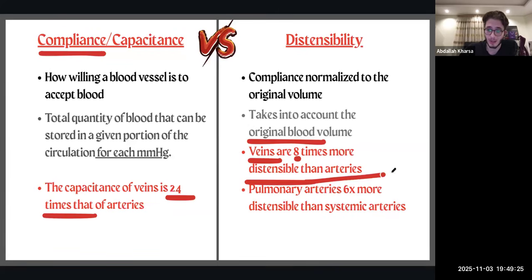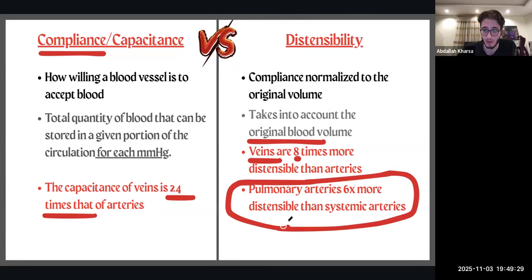The pulmonary arteries are 6 times more distensible than systemic arteries. Honestly, you don't have to understand this. Just memorize it, because pulmonary arteries distend more. I think this is because of the amount of elastic tissue. Honestly, I put this here, but it's not important. Okay, let's move on to another thing.